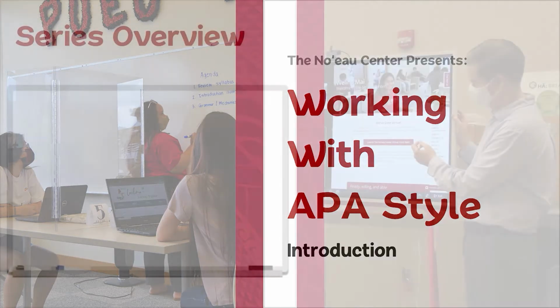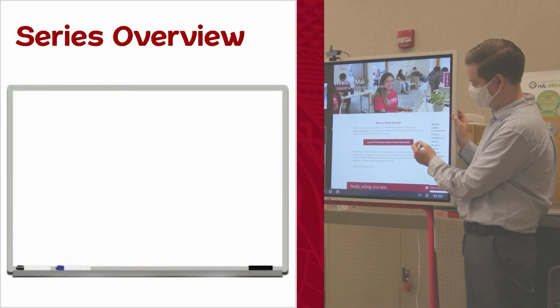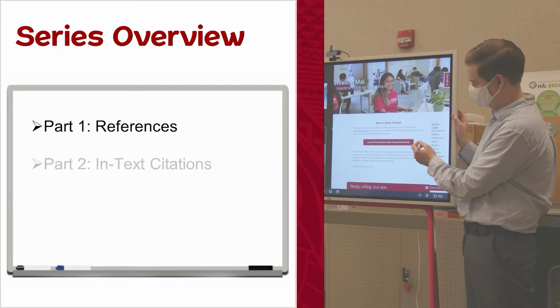Here's a series overview. Part 1 focuses on the references page, the list of sources used in your writing. Part 2 focuses on in-text citations, which is how to refer to sources within the body of your work. Part 3 focuses on formatting and covers the title page, abstract, and level headings.